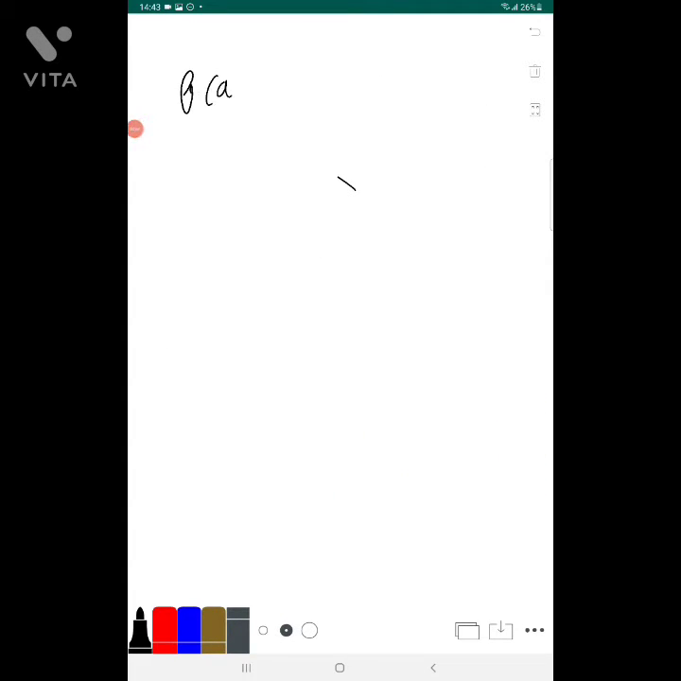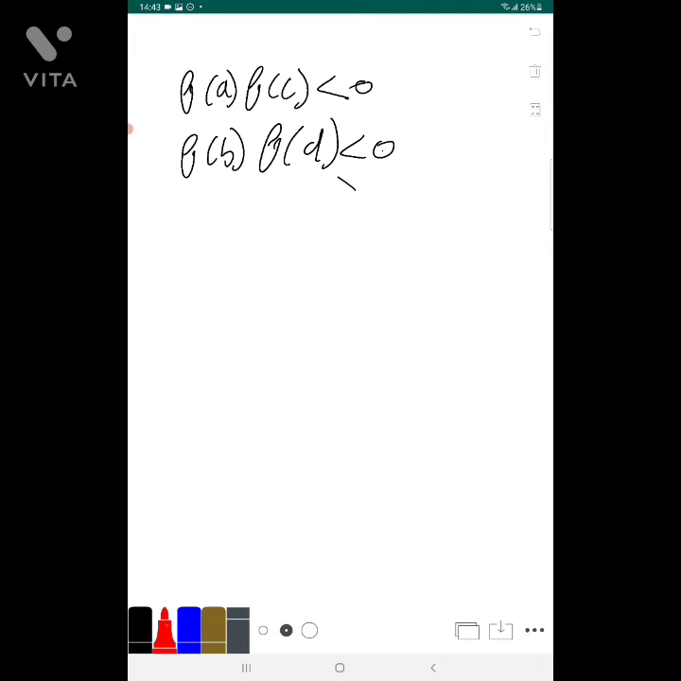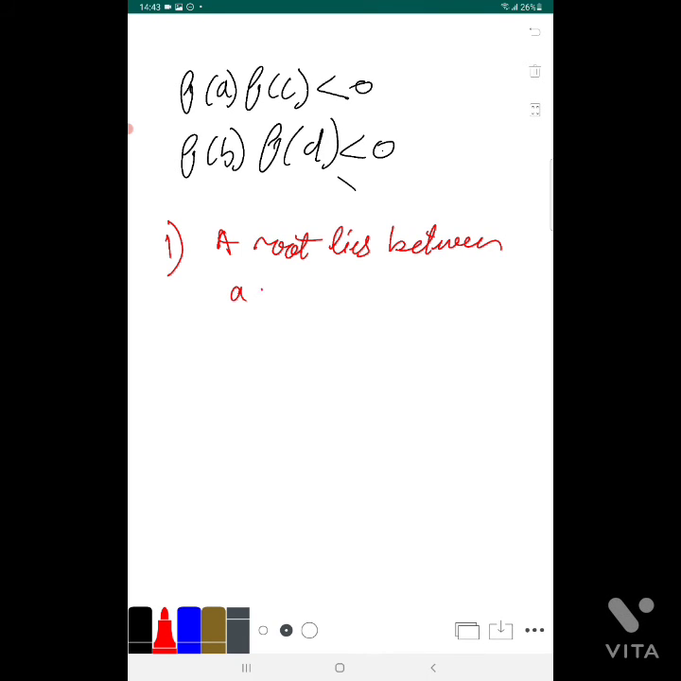Now we have f of a into f of c is negative, and f of b is negative and f of d is positive. So similarly, as in the case of f of a and f of c being less than 0, where we understood that a root lies between a and c, another root will lie between b and d. So this will be the answer: a root lies between a and c, and the second one would be a root lies between b and d.